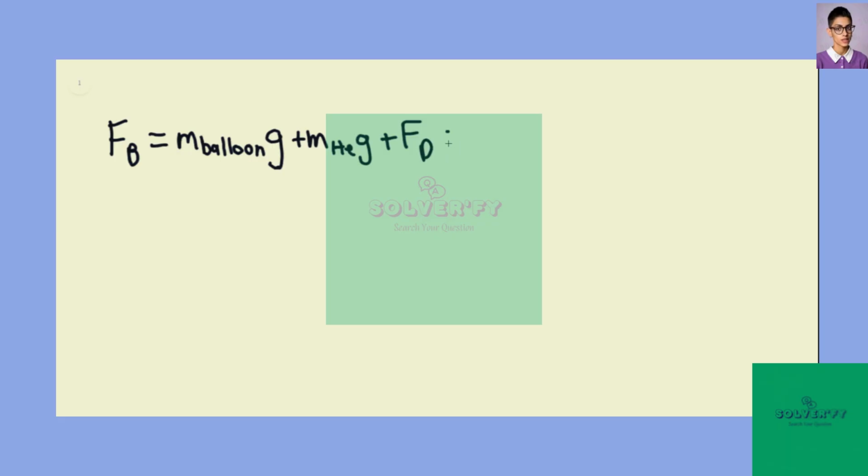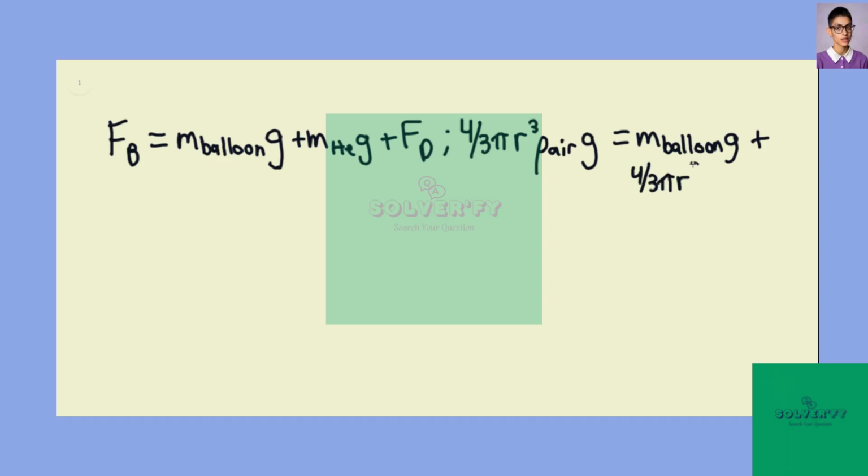And so we can then substitute and say that 4/3 pi times r cubed times the density of air times g will be equal to the mass of the balloon times g plus 4/3 pi r cubed times the density of helium times g. We're going to model the balloon as a perfect sphere, plus 1/2 times essentially the coefficient of drag times the density of air times pi r squared times the terminal velocity squared.